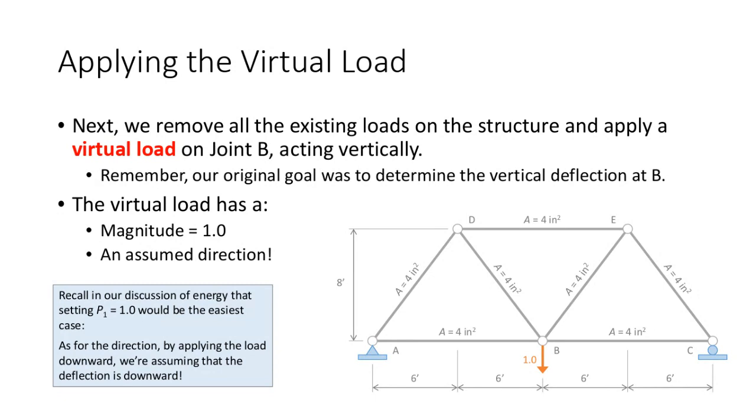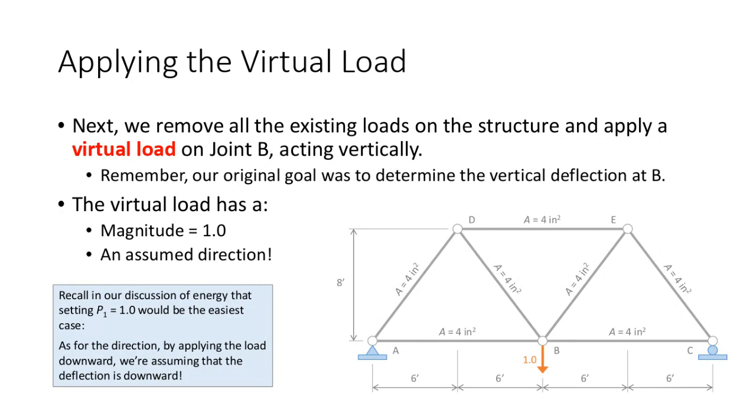It's really just 1, but if 1 kip makes it easier to visualize, that's fine. So I put it at joint B. Now, that's the magnitude. What about the direction? Well, this is a vertical deflection that we're trying to determine. We're trying to determine the vertical deflection at B.